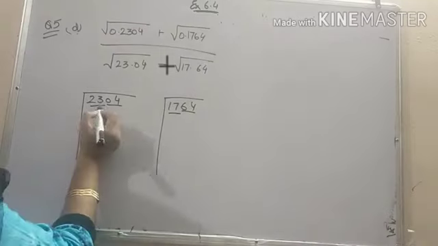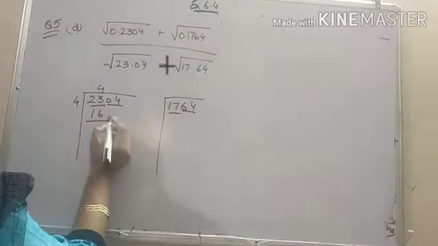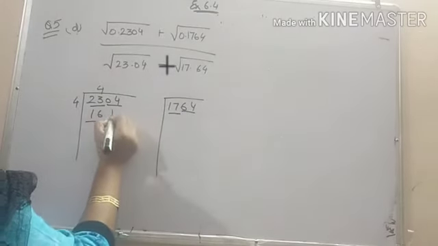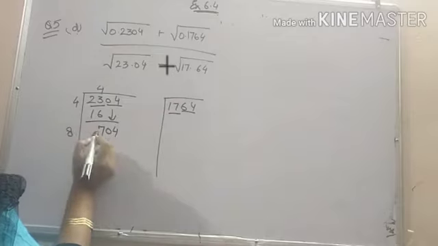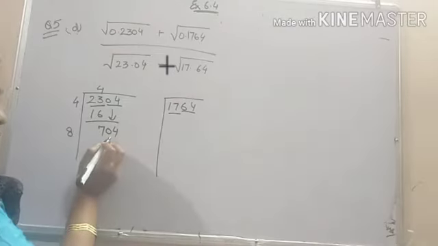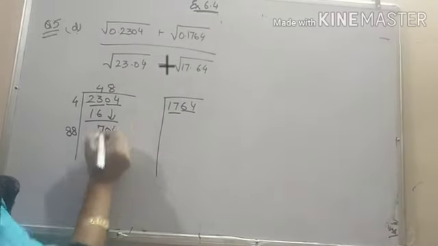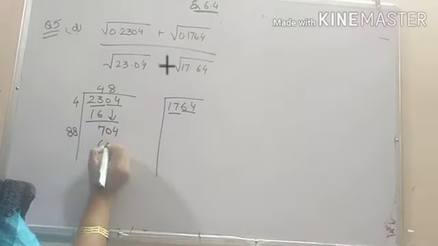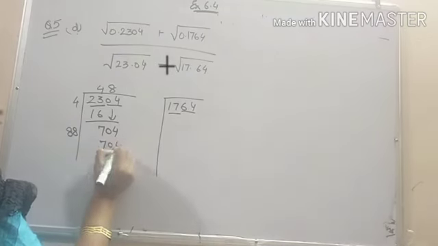Now see, 23, 4 4s are 16, 7 will come. Bring the next pair down, 0 4. Double of 4, 8. Now in the table of 8, 70 will go on. 8 8s are 64. So it will be 704 only.